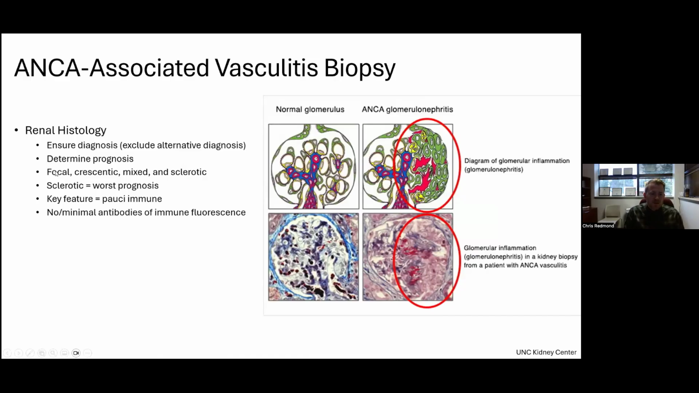It helps determine prognosis. You can have focal disease, crescentic or mixed disease, and then sclerotic disease, which is kind of the worst. The key feature is pauci-immune. So when you stain these cells to look for antibody deposition, there's very little antibody deposition. Compare that in contrast to patients with lupus or other conditions where you'll have a lot of antibody deposition. And so that's kind of the laboratory evaluation.